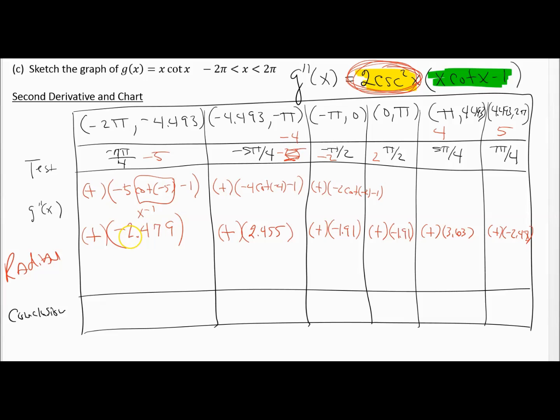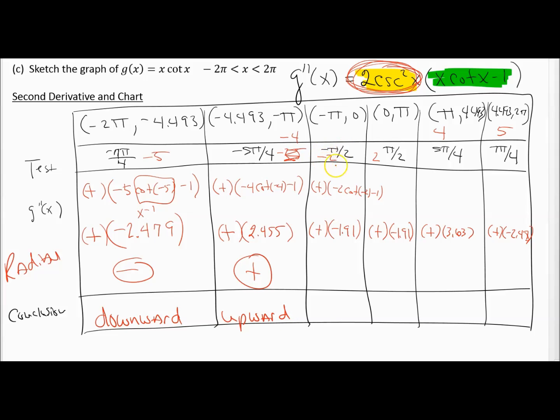Now, a positive times a negative overall is a negative. So what does that mean? This is concave downward. Now, here I plugged in negative 4. Again, my calculation is negative 4 times cotangent of negative 4, then I subtracted 1. But really in my calculator, I calculated tangent of negative 4 and took the reciprocal. Then I multiplied by negative 4, and then I subtracted 1. And that gave me a positive 2.455. A positive times a positive overall is a positive, so this is concave upward.